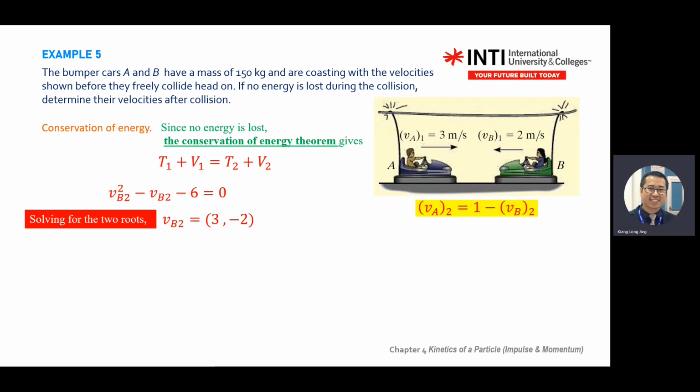Momentum is mv. So in the principle of impulse and momentum, your impulse will equal the change of momentum. So mv1 minus mv2.